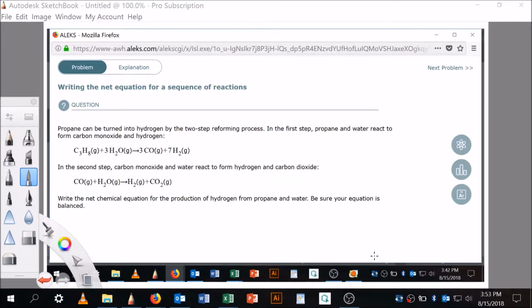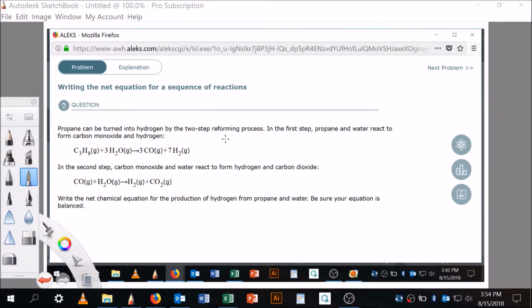Okay, so I was working on this question, writing the net equation for a sequence of reactions, a little bit earlier with a student in class, and we got stuck on this, right? And so the idea, we sort of think back to Hess's law, which is chapters 4 and 6, something like that.